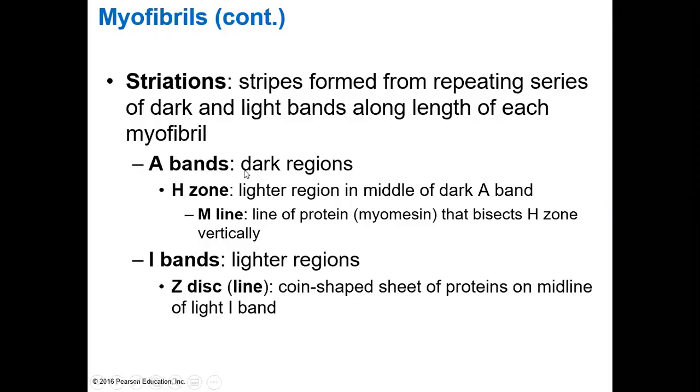A bands are the dark regions. But then you have an H zone, which is a lighter region in the middle of the dark A band. And then an M line intersects or bisects that H zone. Don't worry about it just yet. No A and I at this point. A and I. And then you have a Z disc in the I lighter regions, which are coin-shaped sheets of proteins on the midline.